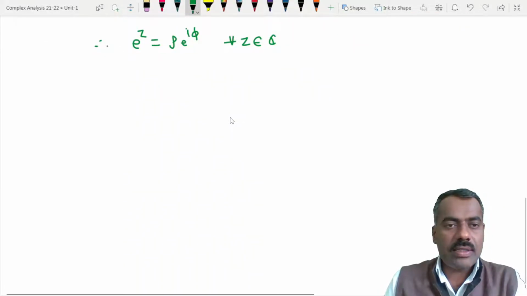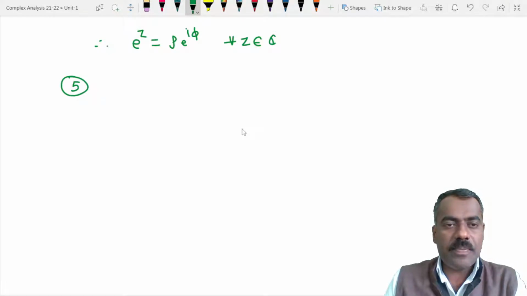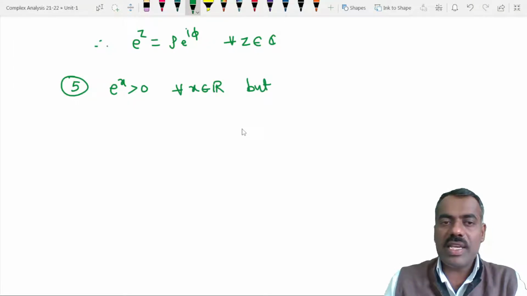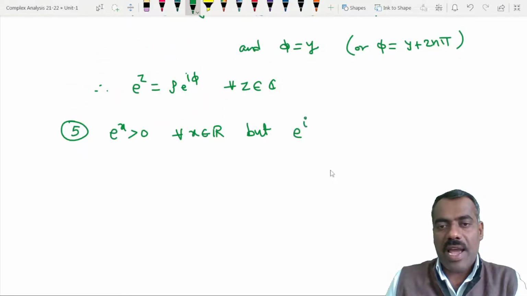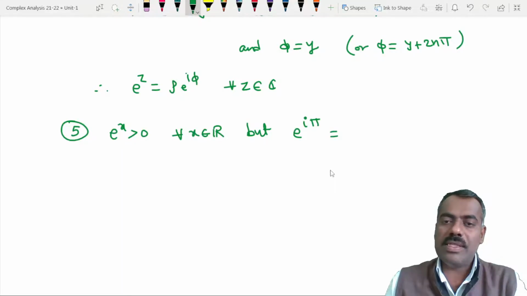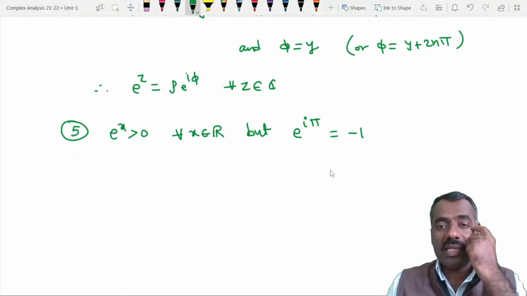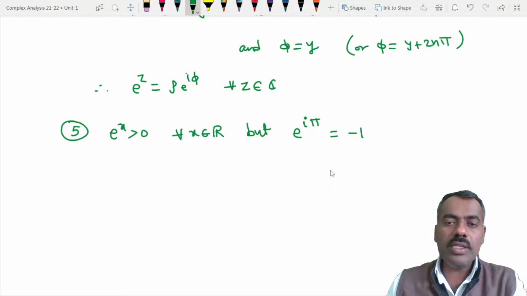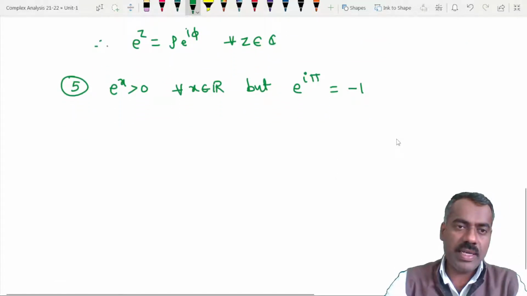So you can check here that what we know is e power x is greater than 0 for any real number, okay, but e power z is not that. If you take e power i pi, which is cos pi plus i times sin pi, which is nothing but minus 1. That means there exist complex numbers such that e power z is a negative number, right.